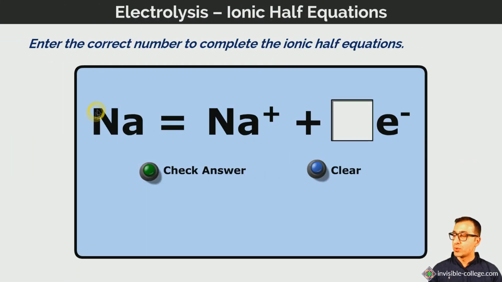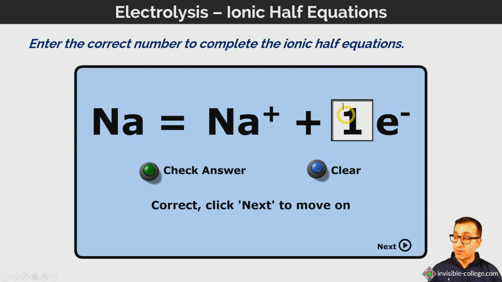Okay, so this one's fairly straightforward. We have a single sodium atom on the left-hand side. This is electrically neutral. On the right, we have a sodium ion, which is positive. So to make the right-hand side electrically neutral, we need to add 1 negatively charged electron.